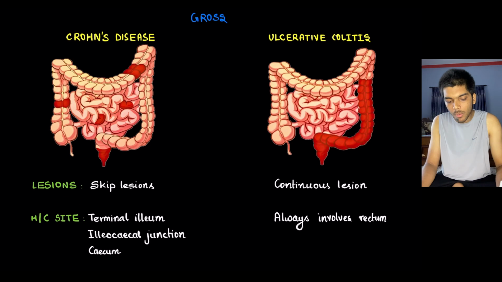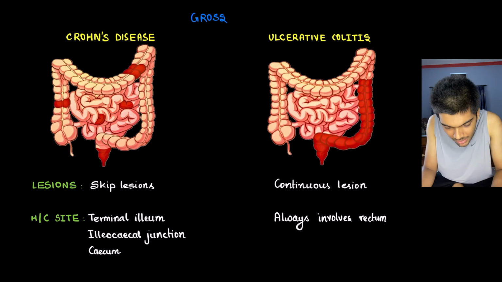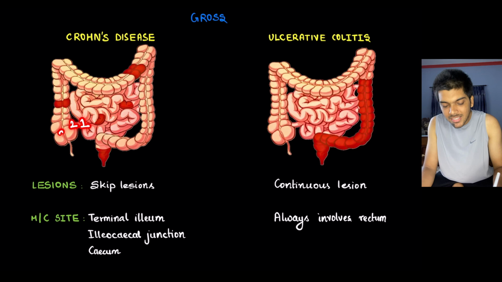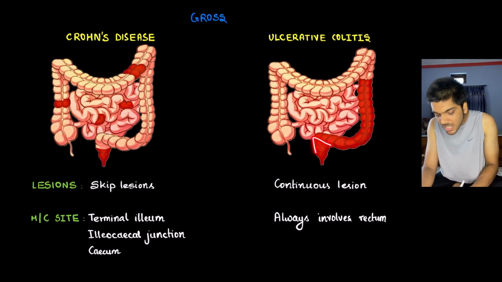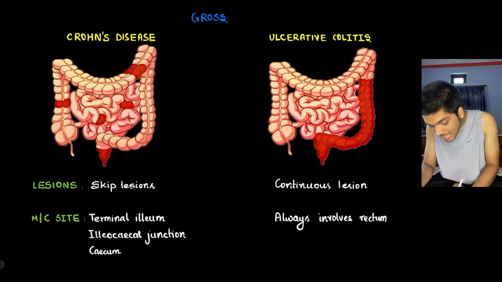Second, most common site. In Crohn's disease, the most common sites of lesion are the terminal ileum, the ileocecal junction, and the cecum. Again, the terminal ileum, the ileocecal junction, and the cecum. In ulcerative colitis, the rectum is always involved, and it is from the rectum that the lesion starts to spread backward.